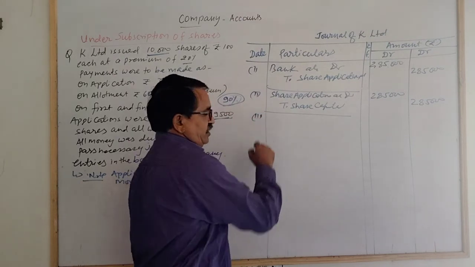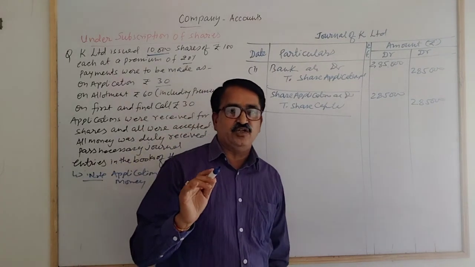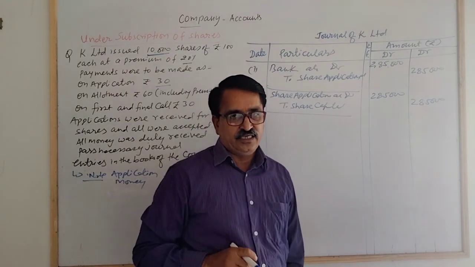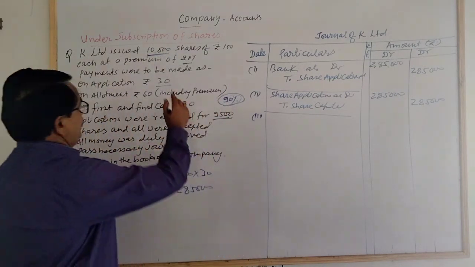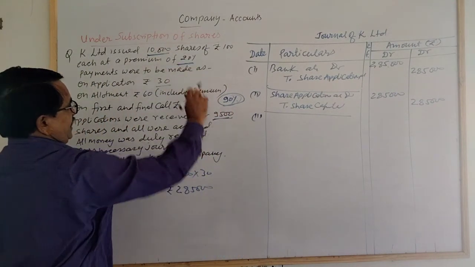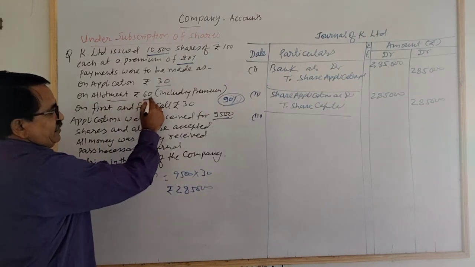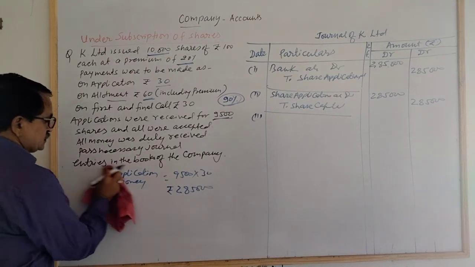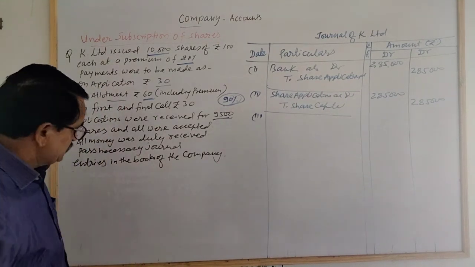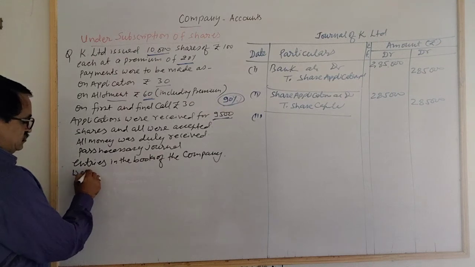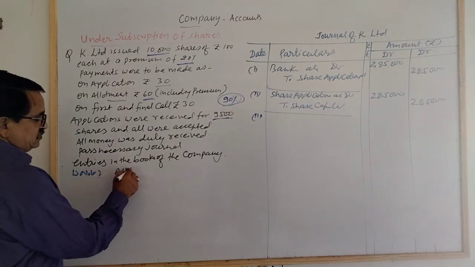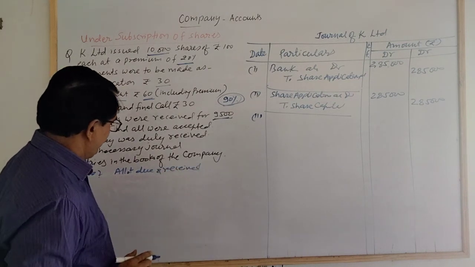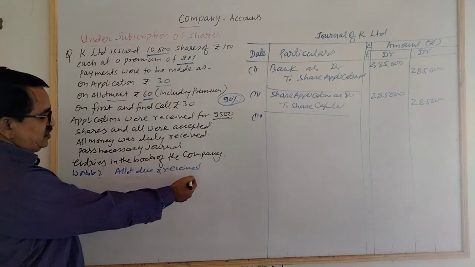On the same day, we will pass the entry for allotment money made due from the shareholders. We pass the entry for the amount due first, then the entry for receipt of the amount on allotment. We allotted the shares and issued them at a premium. On allotment, how much amount do we need? ₹60. Now I am preparing a working note, working note number 2: allotment due and received. Here there is no case of any arrear, so whatever we make due, we receive.